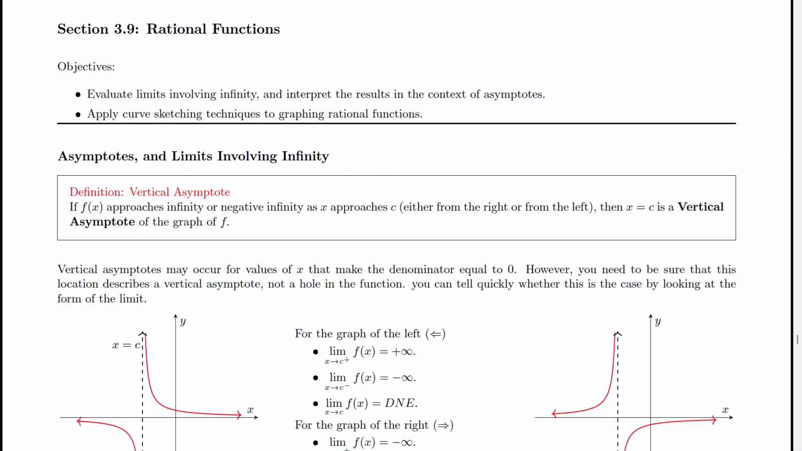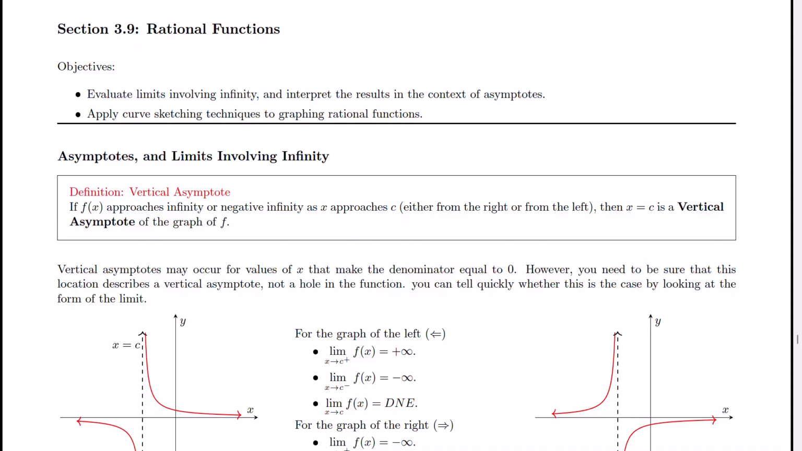Section 3.9, Rational Functions. The objectives of this section are to evaluate limits involving infinity and interpret the results in the context of asymptotes, and also apply curve sketching techniques to graphing rational functions. And let's begin with asymptotes and limits involving infinity.